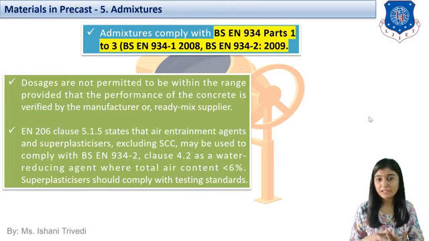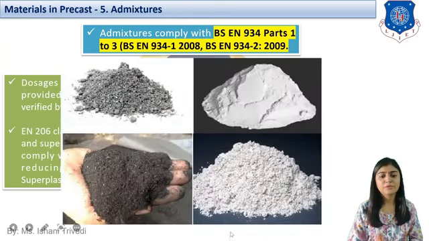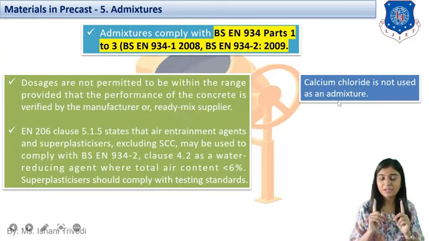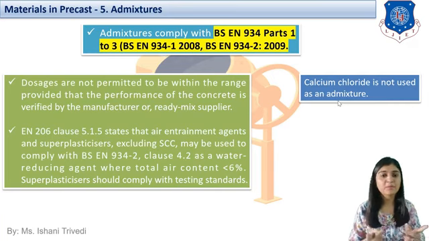So what did we understand here? We have three agents: an air entraining agent, a superplasticizer, and the third is a self-compacting admixture. These three admixtures will be mainly used, and the specifications are given. Superplasticizers should comply with the testing standards as well. Over here we have different types of mineral admixtures, such as fly ash. Then we have calcium chloride. But in precast, one important point: calcium chloride cannot be used as an admixture, as it is going to have a harsh effect on the precast concrete.